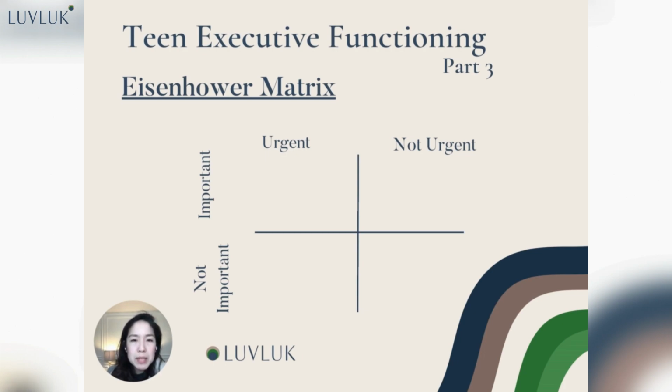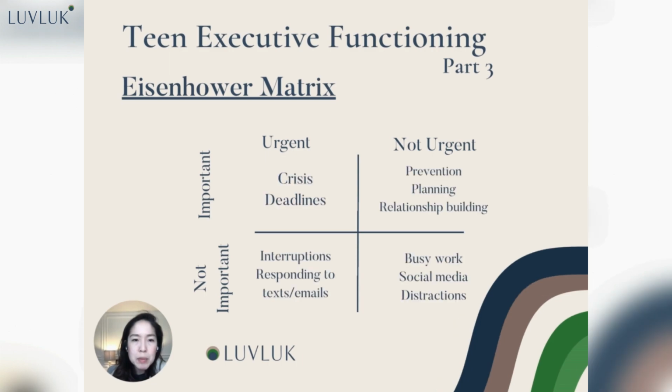And I'm going to give you some examples to help you understand this a little bit more. So for example, on the top left box, that's the box where things are both important and urgent. So obviously the fire alarm example, right? Super important, super urgent, get out, focus all of your attention on getting to safety. Other things that are important and urgent are things like responding to crises, right?